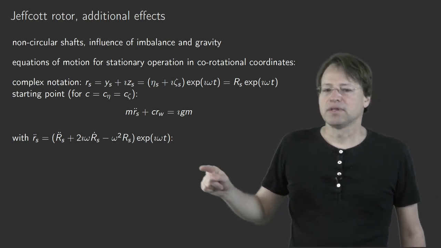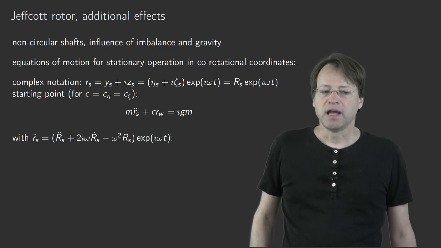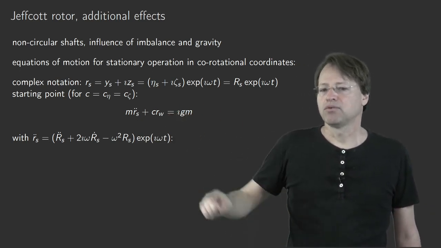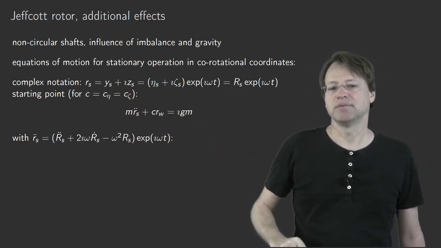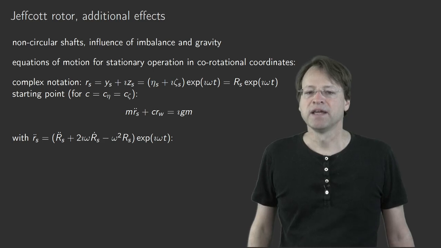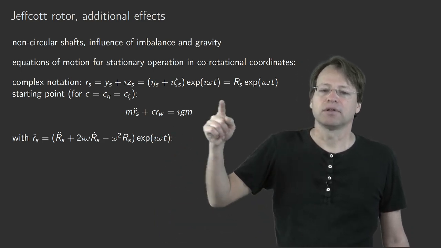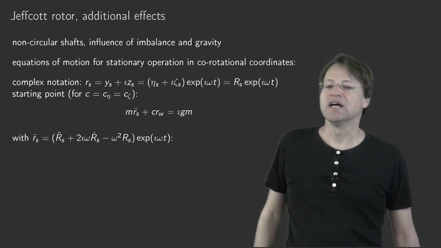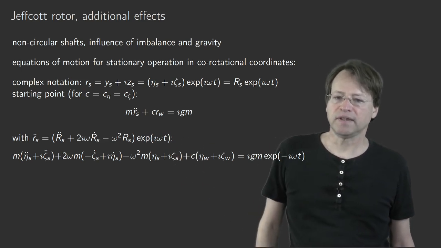Now I insert this result into the equation of motion. I replace at that same time r sub w by, of course, a similar expression to that one here, by capital R sub w exponential I omega t. And finally, I will move the exponential I omega t on the right-hand side, so I multiply the whole equation by exponential minus I omega t. And the outcome is this one here.